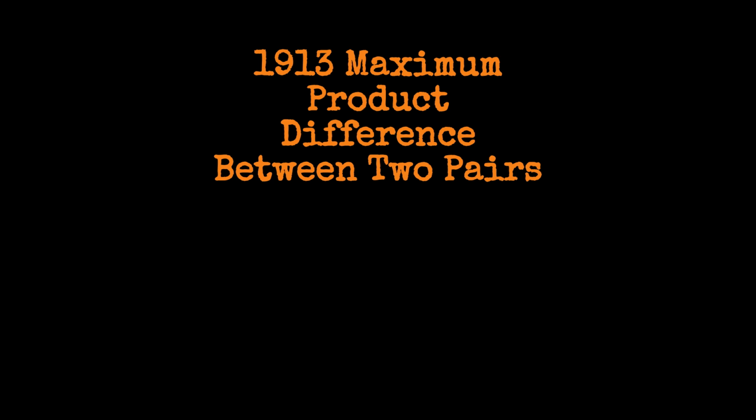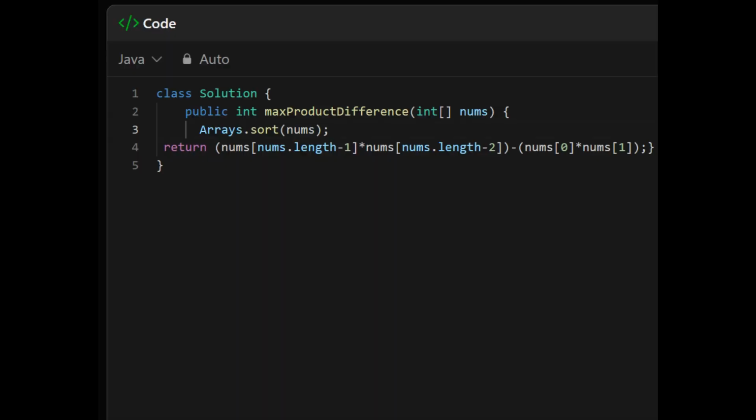1913. Maximum product difference between two pairs. This Java code defines a class named Solution with a single public method, maxProductDifference, which takes an array of integers, nums, as an argument. Here's what the method does, step by step.